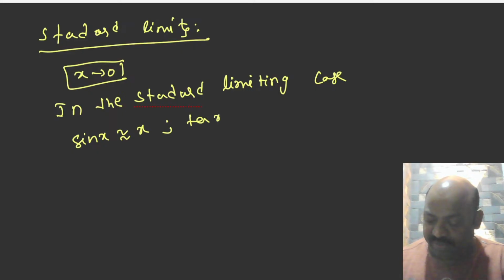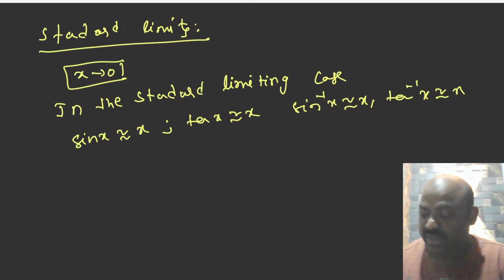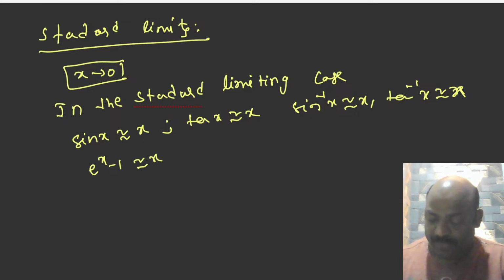Tan x is approximately equal to x. Sin inverse x is approximately equal to x. Tan inverse x is approximately equal to x. Are you there? E power x minus 1 is approximately equal to x. A power x minus 1 is approximately equal to log a into x.